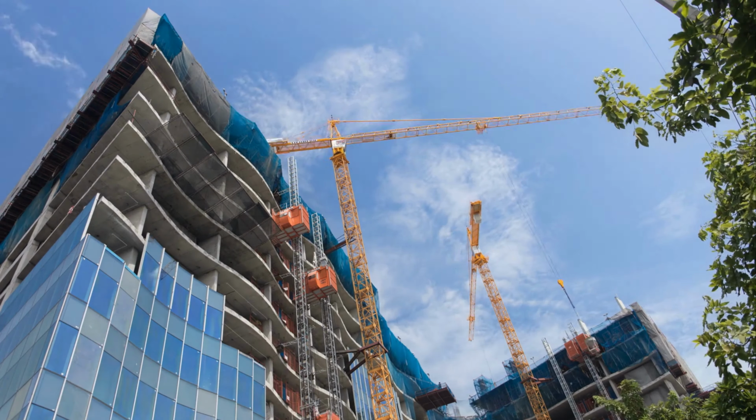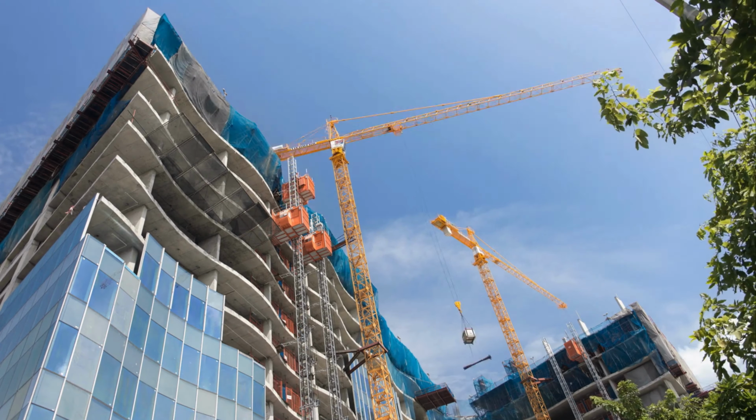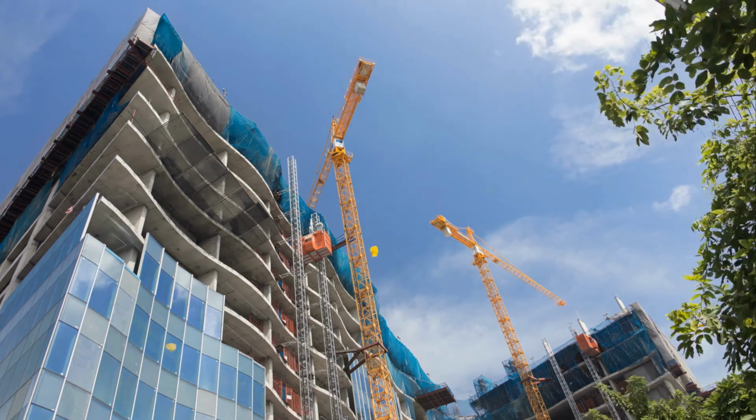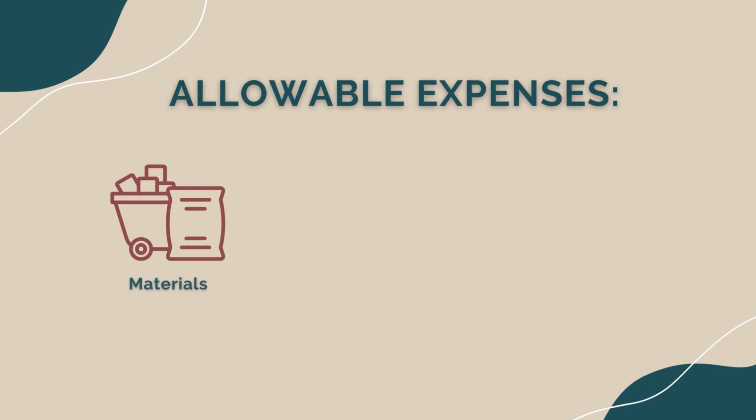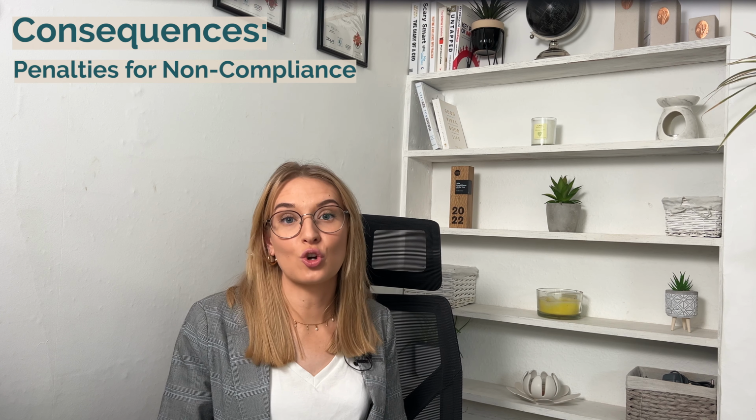Subcontractors operating under CIS may claim certain allowable expenses. These typically include costs directly incurred while performing construction work, such as materials, equipment, and specific tools. For a comprehensive list of tax-deductible business expenses, check out our video, 10 plus things you can claim for your business. Consequences. Penalties for non-compliance.